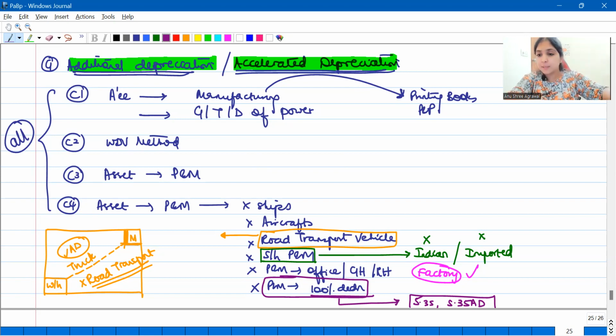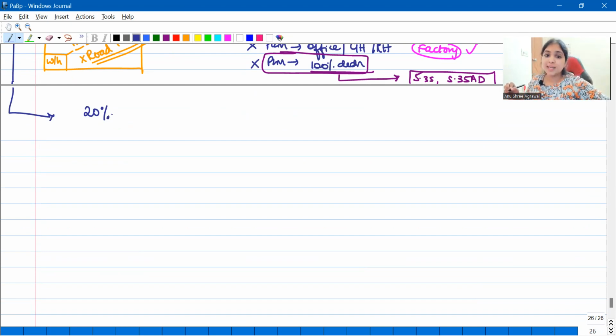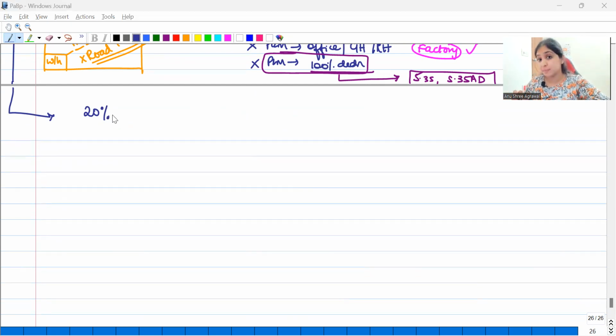So if you're already debiting the whole 100%, then no depreciation, no additional depreciation, no normal depreciation at all. Okay guys, so if all these conditions are fulfilled, then you will enjoy additional depreciation. But how much? What will be the percentage of additional depreciation? You will get additional depreciation of 20%.